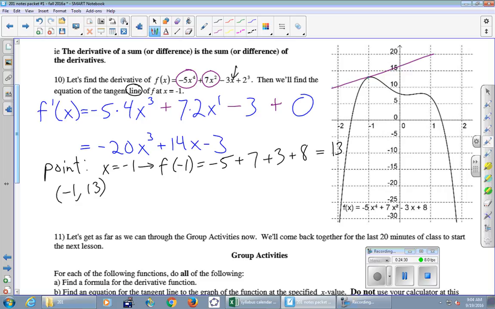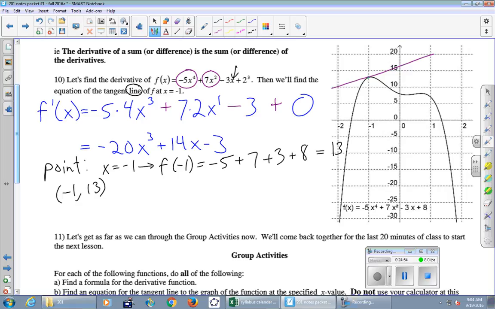But we know that the derivative is, remember this is the part we chanted, the derivative is the slope of the tangent line. So really what we need is the derivative. Hey, great, we found the derivative. It's this thing here in blue. What do we do with that thing in blue? Plug -1 in.